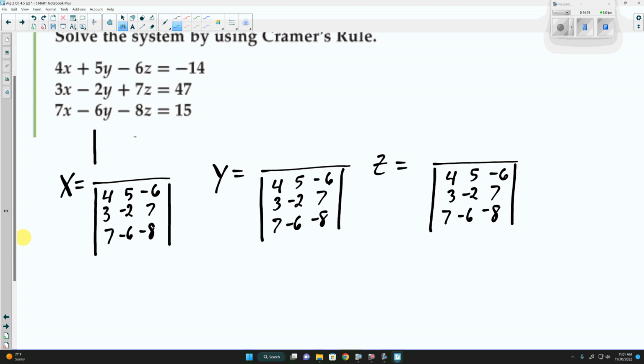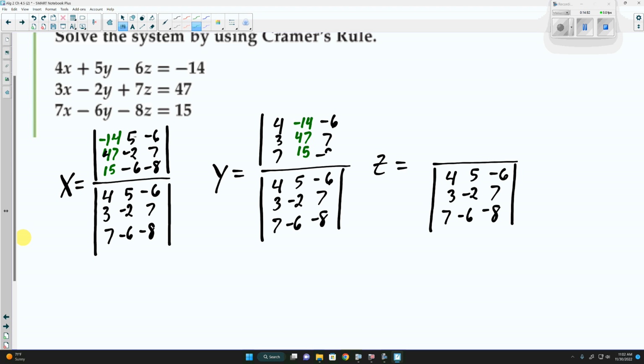Now for x, the numbers for y, 5, negative 2, negative 6, and z, negative 6, 7, negative 8, are going to stay the same. But the x values are going to be what it's equal to. So negative 14, 47, and 15. For y, we're going to make the y values negative 14, 47, and 15. But the x values, 4, 3, 7, and the z, negative 6, 7, negative 8, are going to stay the same. And for z, this time we're going to change the z values.